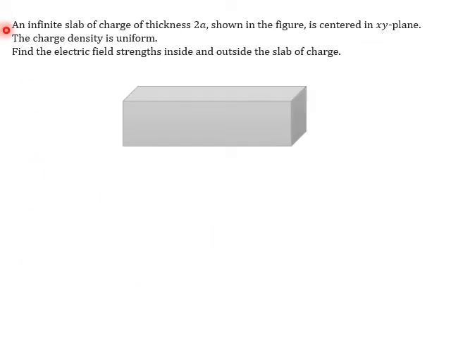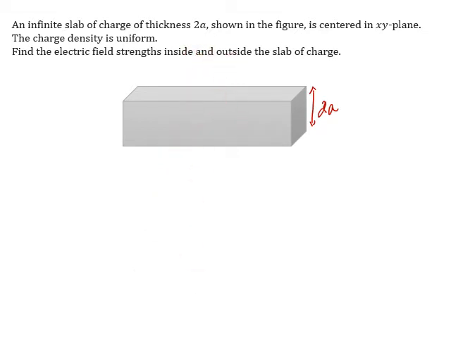Let's build on what we've done previously to a new example, an infinite slab of charge. So this is like an infinite plane of charge, except this one isn't thin, it's thick. It has thickness of 2a, that's in this direction. And it's centered in the xy plane. The charge density is uniform. We'd like to find the electric field inside and outside.